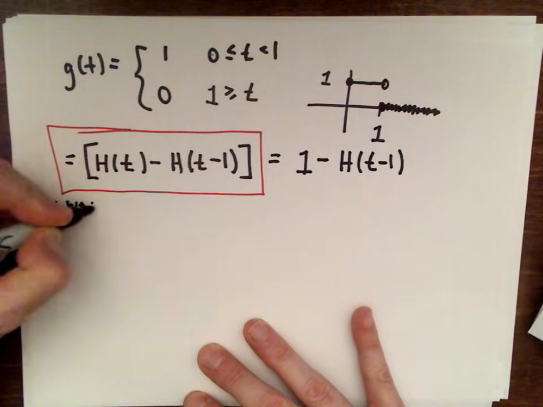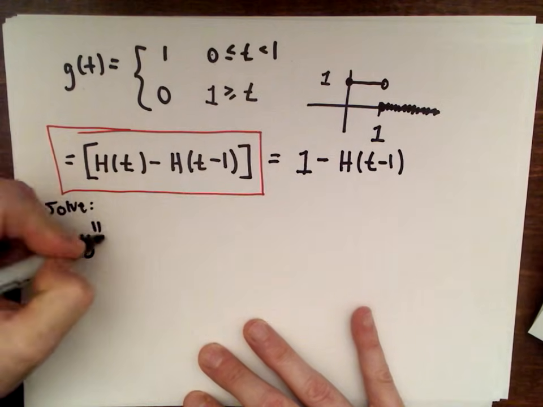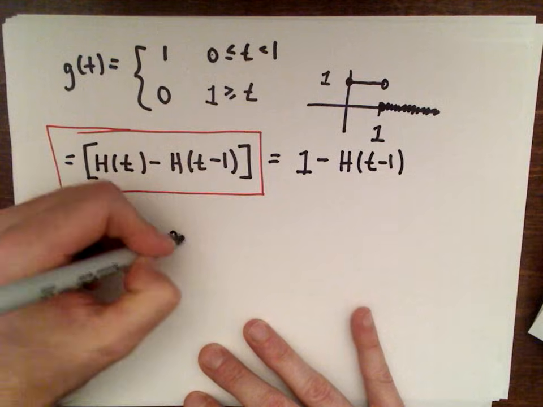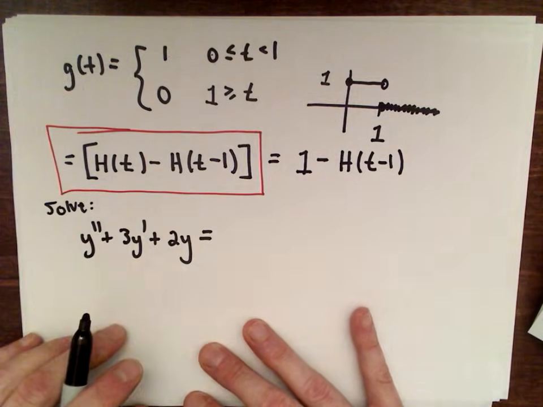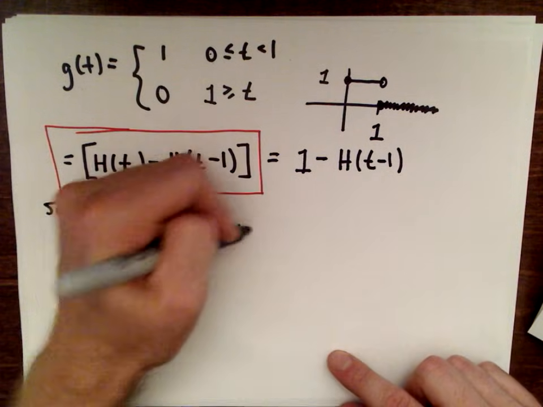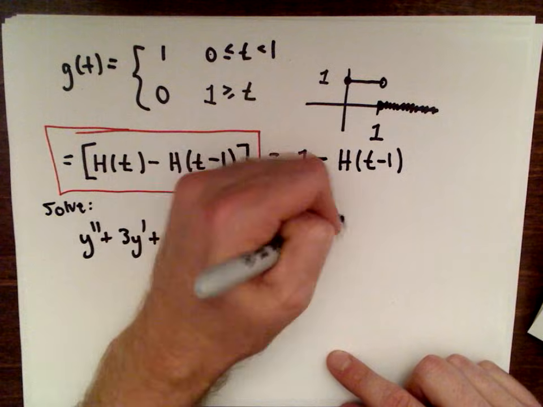Okay, so we've got the function we're trying to solve here. I'm just going to rewrite it. We've got y double prime plus 3y prime plus 2y. That equals our function g of t. But g of t, again, we can now write using our Heaviside functions: h of t minus h of t minus 1.